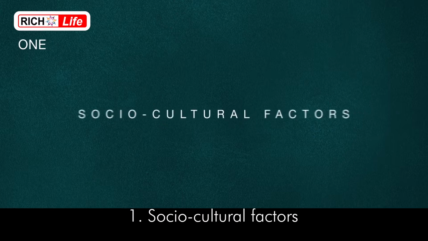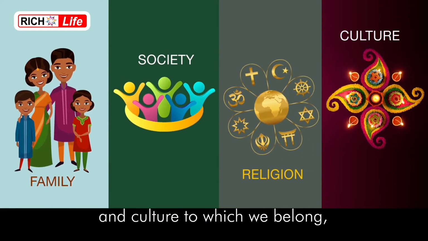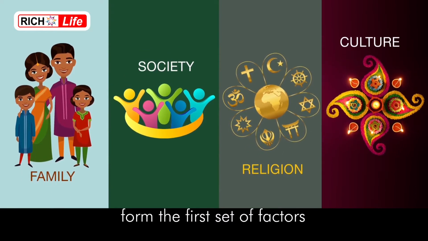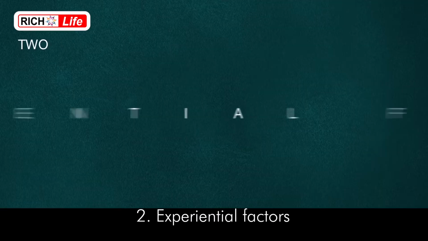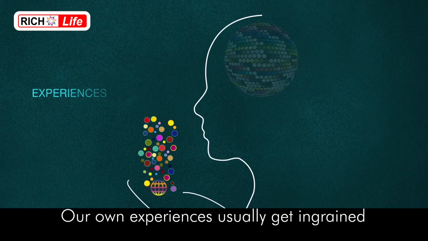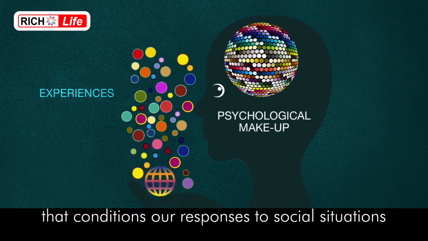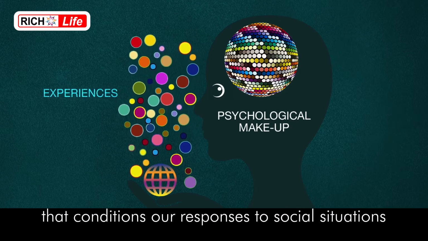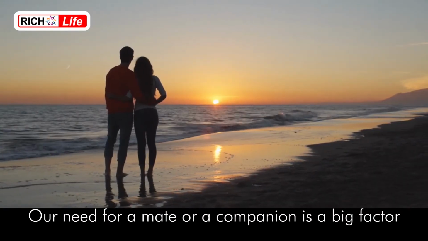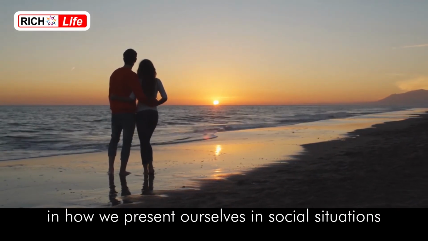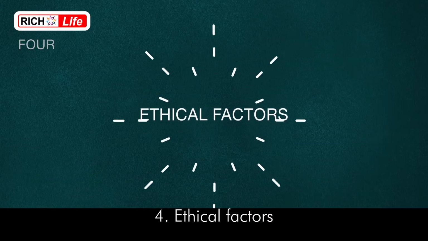1. Socio-cultural factors. Family, society, religion, and culture to which we belong form the first set of factors that define our behavioral makeup. 2. Experiential factors. Our own experiences usually get ingrained into our psychological makeup that conditions our responses to social situations. 3. Mating factors. Our need for a mate or a companion is a big factor in how we present ourselves in social situations.